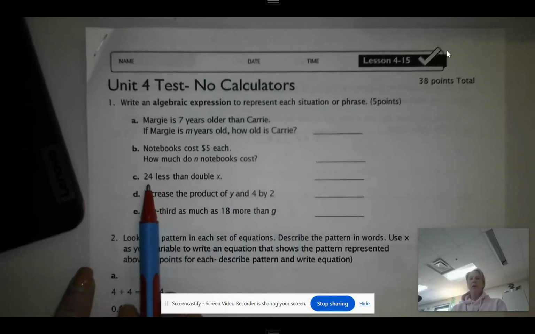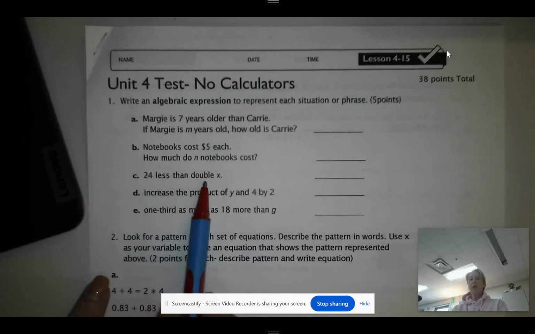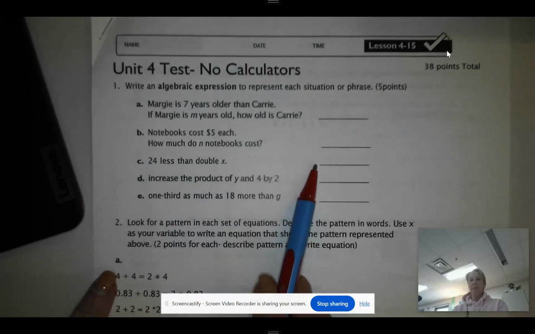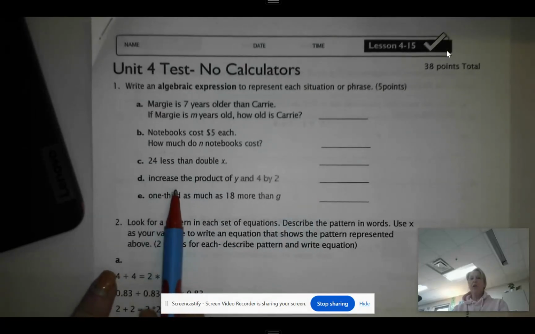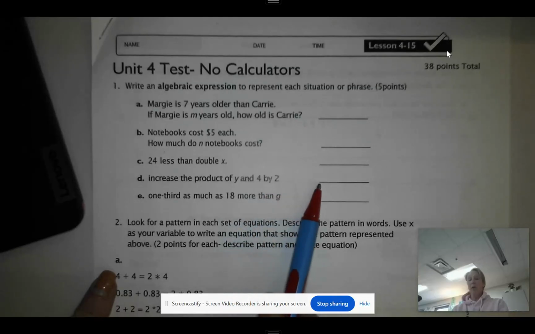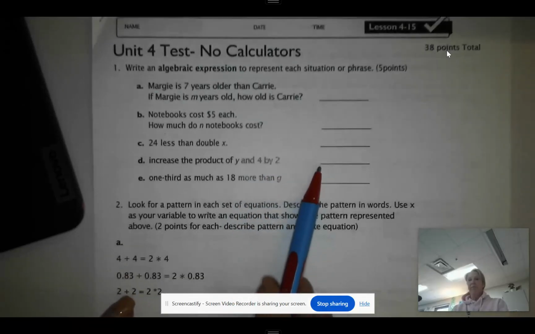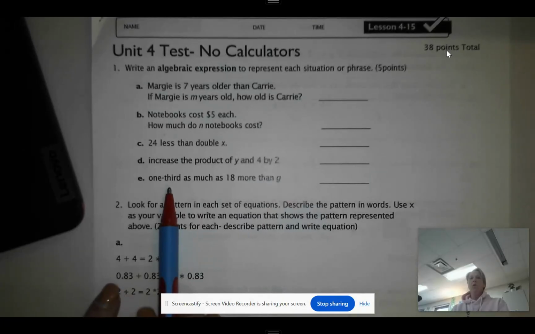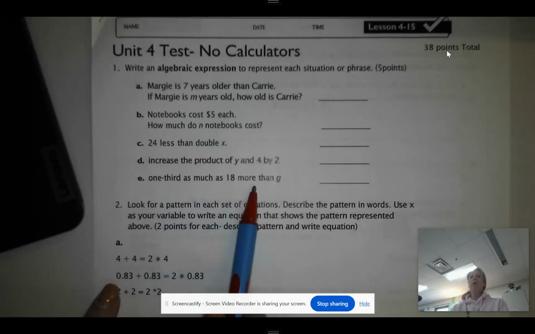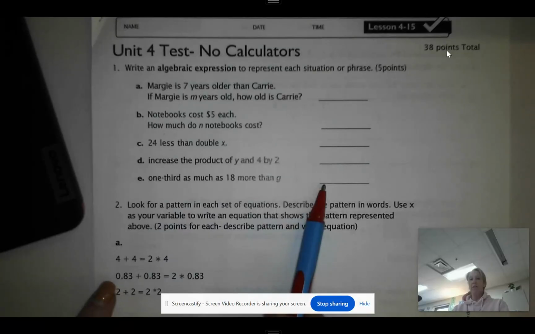C, 24 less than double X. Pause. D, increase the product of Y and 4 by 2. Pause. E, 1/3 as much as 18 more than G. Pause.